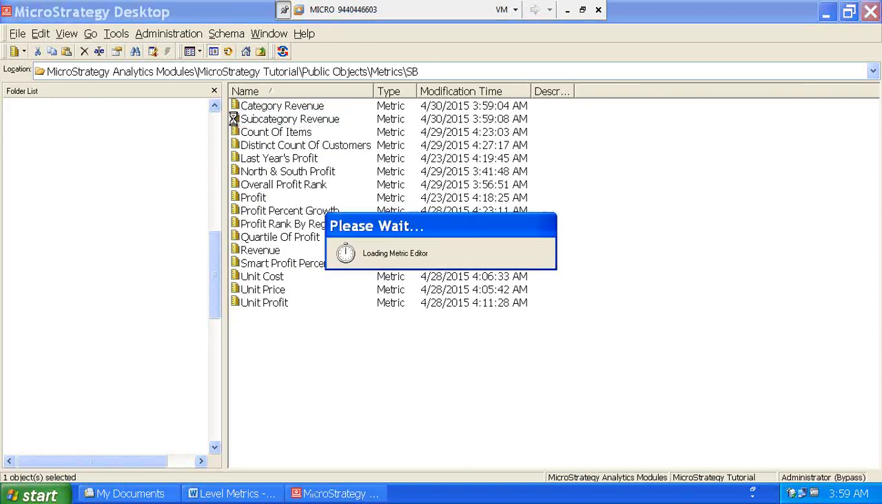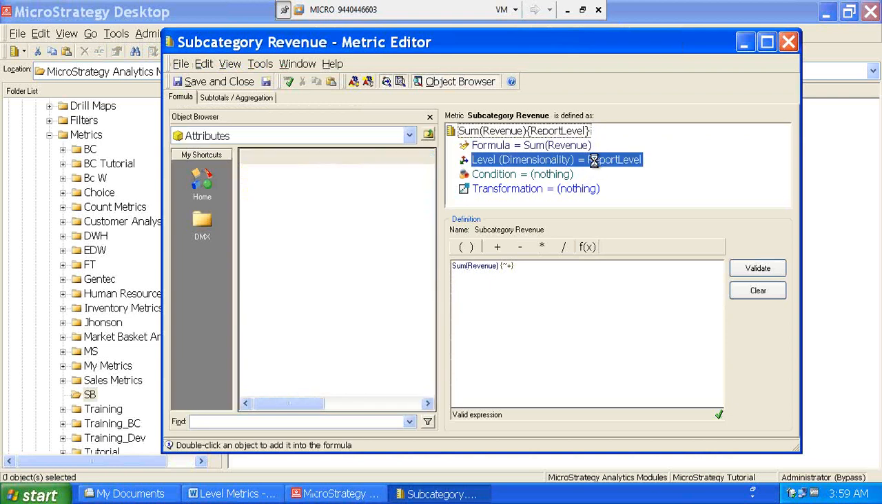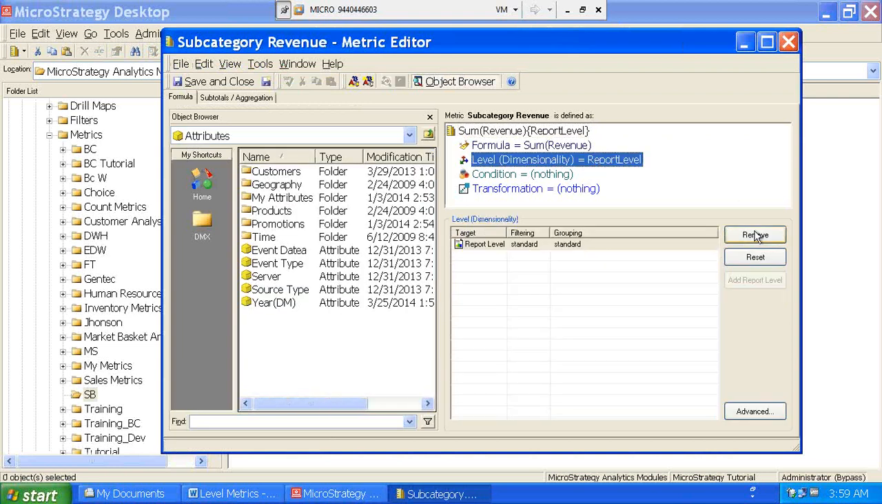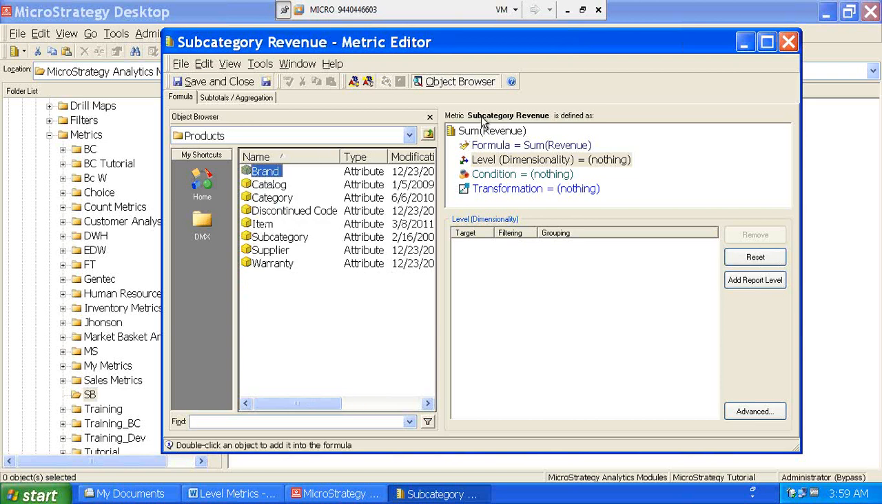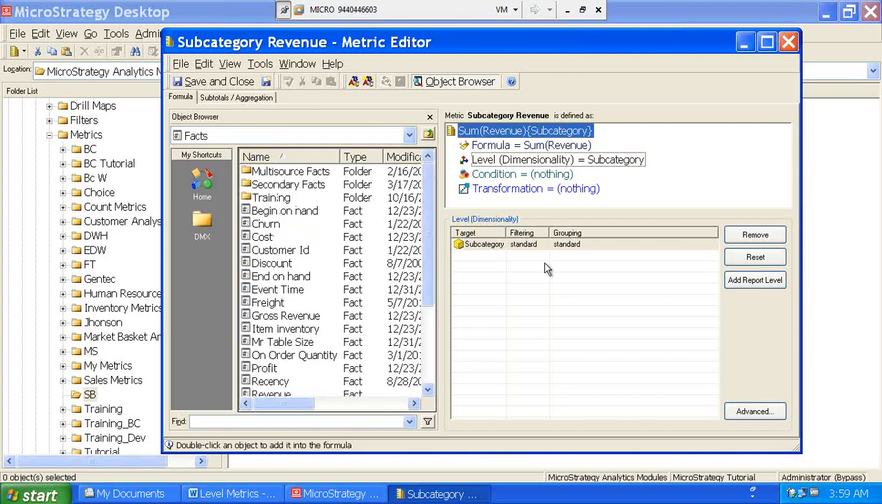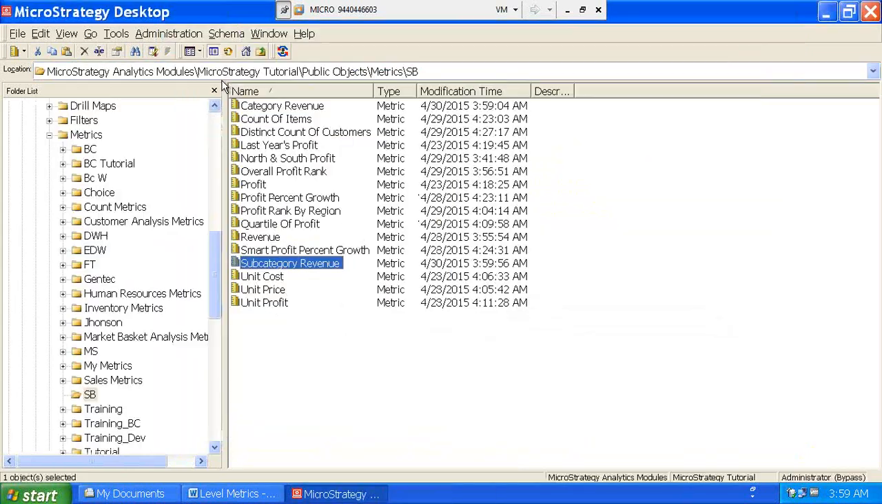What I will do is I will edit my subcategory revenue, go to level, remove the report level, and from products I told it is subcategory revenue. That means I want calculation at subcategory level. Just double click. Your subcategory comes as your target. Now see, your target is subcategory, not report level. This is your subcategory revenue, that's why.